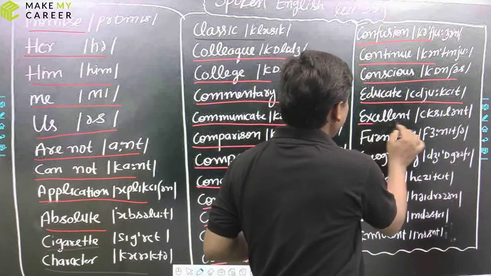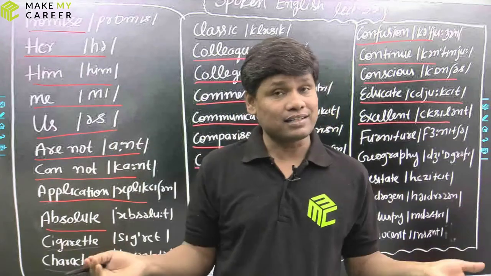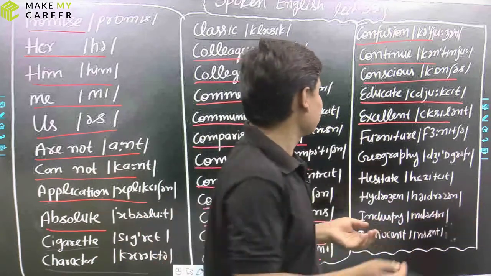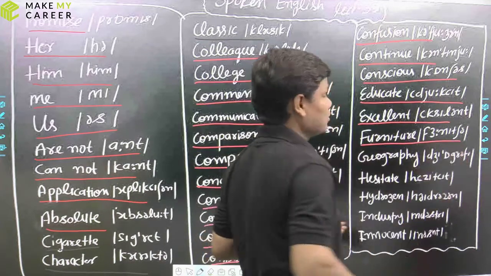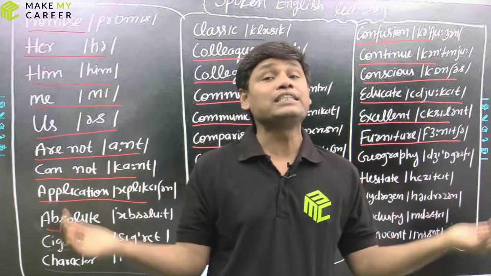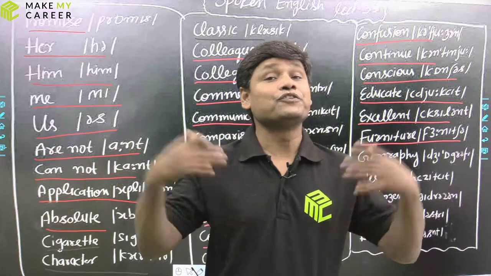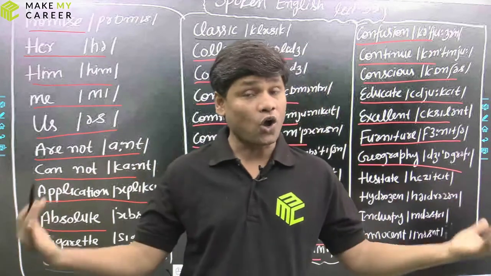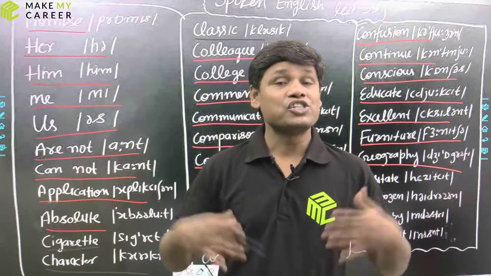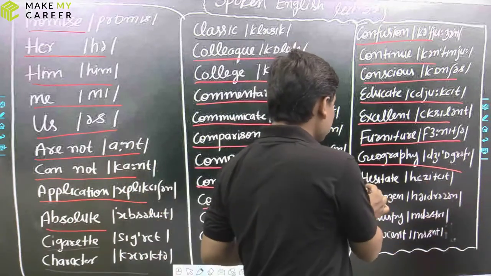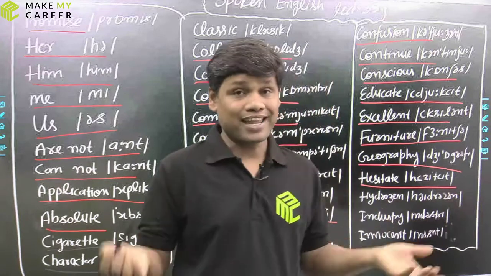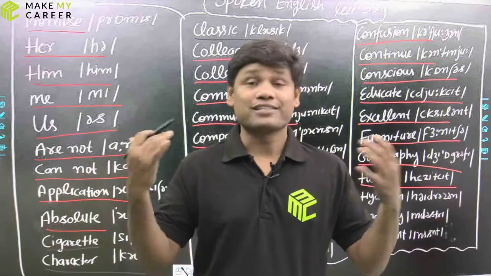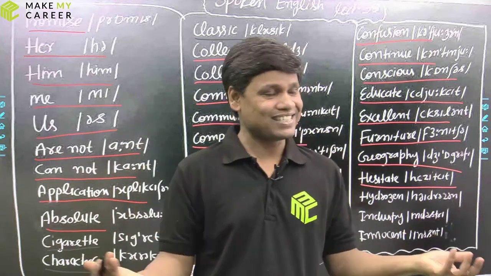Next one is excellent. Excellent. Again you repeat, excellent. Next one is furniture. Again you repeat, furniture. Next one is geography. Again you repeat, geography. Next one is hesitate. Again you repeat, hesitate. Don't hesitate. Why are you hesitating?